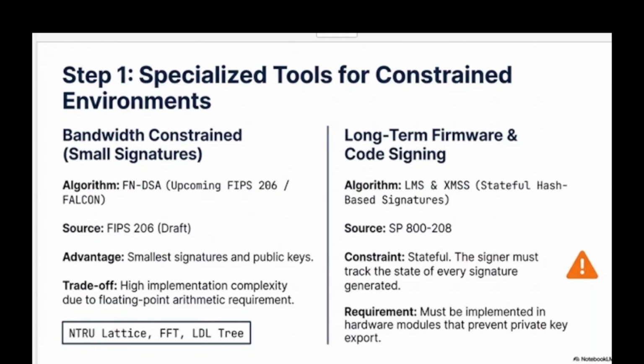Slide 4, specialized tools for constrained environments. For bandwidth-constrained environments, FN-DSA, based on Falcon (FIPS 206), offers the advantage of the smallest signatures and public keys. For long-term firmware and code signing, organizations should utilize stateful hash-based signatures, such as LMS and XMSS. These specialized tools require specific hardware protections to prevent private key export and manage state transitions securely.